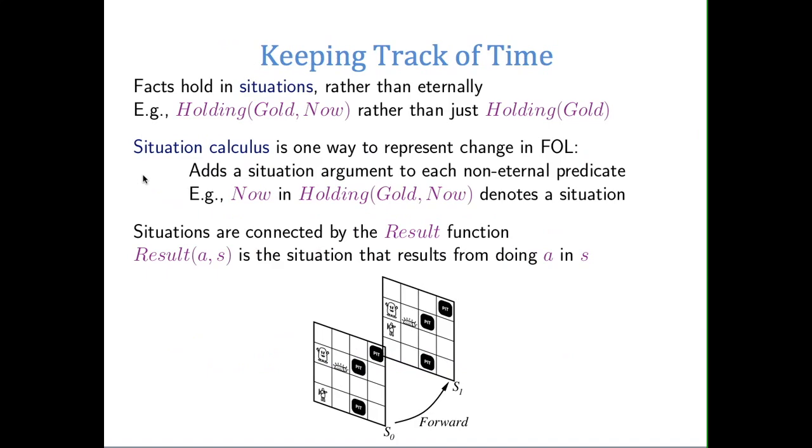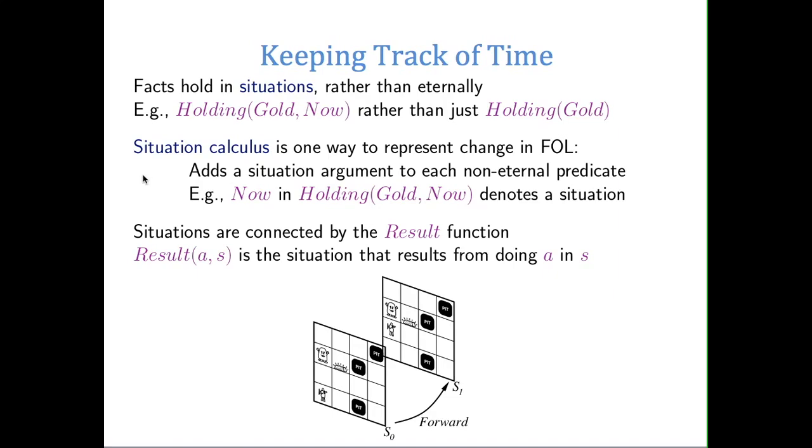Now, I've rather glibly mentioned time as one of the arguments, and time presents a lot of issues in artificial intelligence and in first-order logic. The issue, of course, is that facts aren't true forever. Sometimes we're holding the gold and sometimes we're not. Sometimes the wumpus is alive and sometimes it's not. Sometimes we're in square 2-1 and sometimes we're in square 3-3. Things change. So we need to be able to represent what our current state is as opposed to what a universally true state would be.